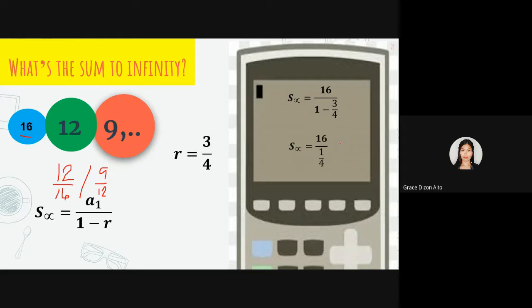So 16 times 4 over 1, it will result to 64. Sorry, this will be corrected. 16, let's correct that first. 16 divided by 1/4. So we should only get 64. So this will be deleted. That's only 64. Okay. So that's 64. That's the sum.